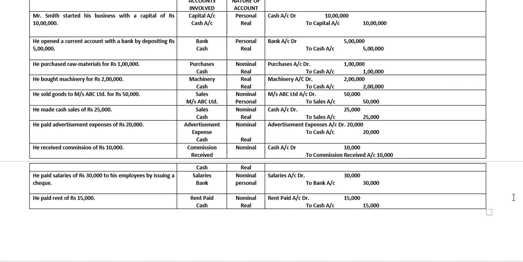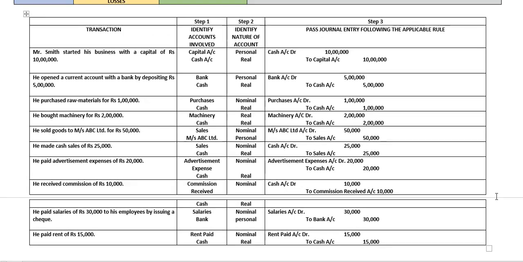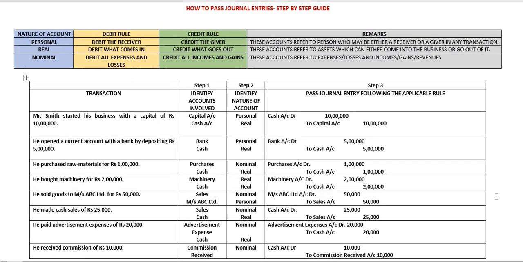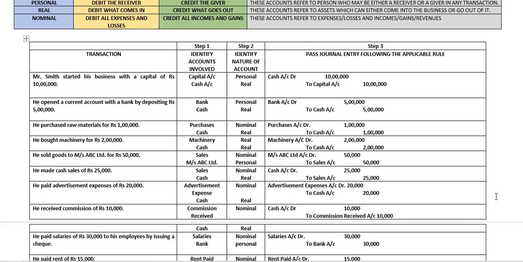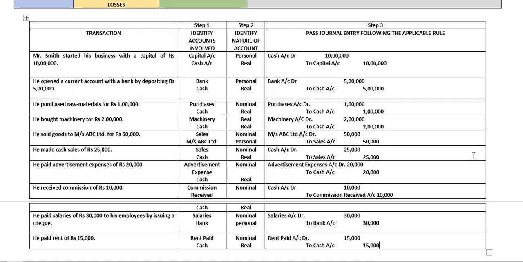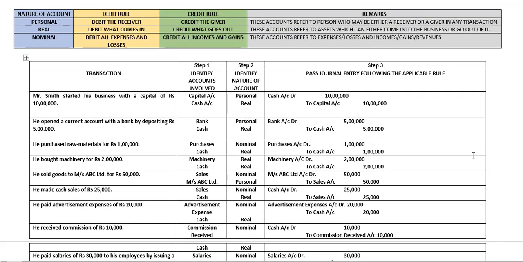So we have done all these transactions. There are about 10 transactions using these rules, following a step-by-step guide, and you can see that we didn't have to memorize any of these transactions, and these rules can be used to pass any transaction you can think of that exists in accounting. So what you need to do is know the accounts involved in a transaction, second their nature, and third the applicable rule, which is very simple as already explained to you.